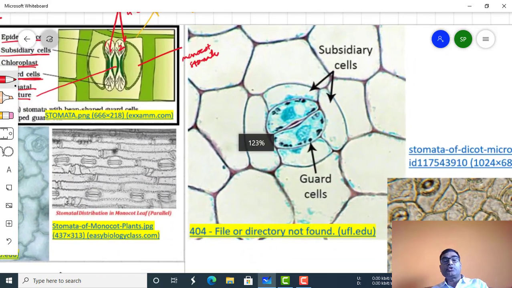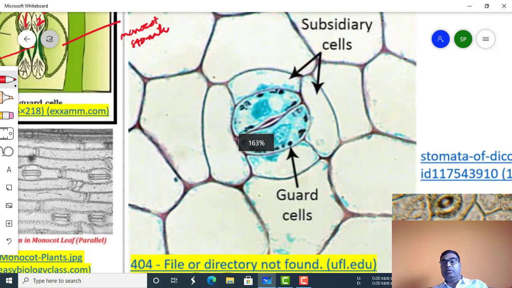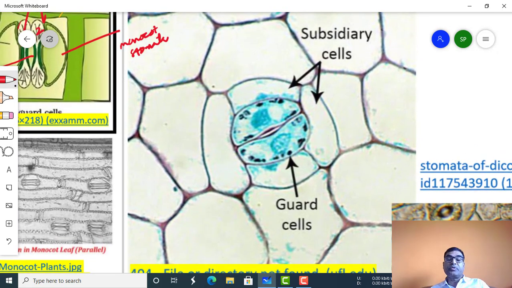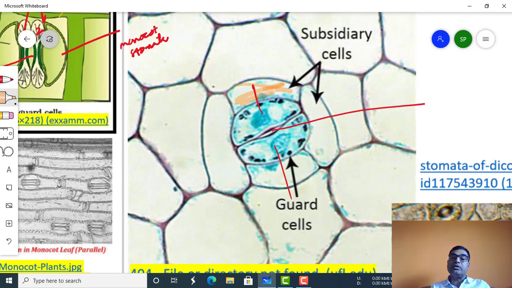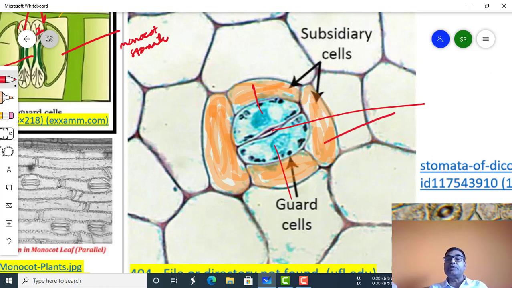Just see, this is again a picture of a stomata. This is a stomatal aperture. These are the guard cells, and the cells which surround the guard cells are the subsidiary cells. So these are subsidiary cells which surround the guard cell. First one, then second one, then third one, and fourth one. All these are the subsidiary type of cells.